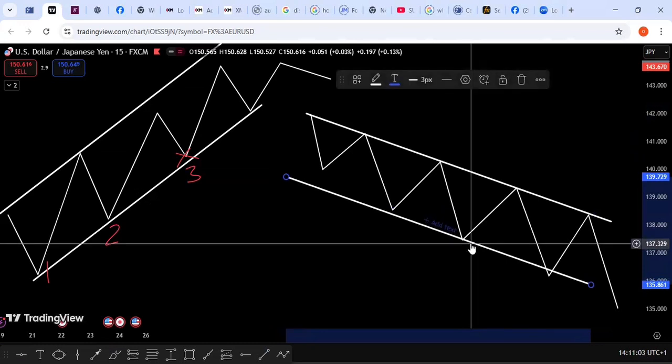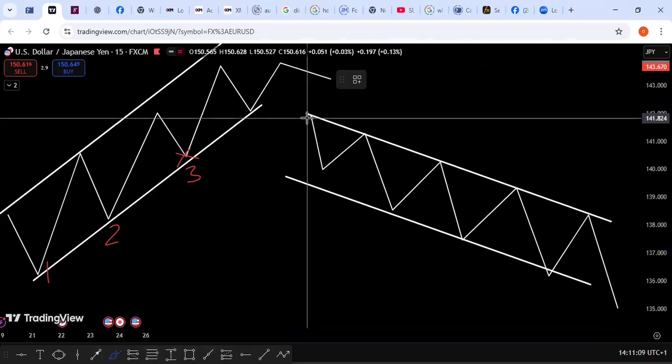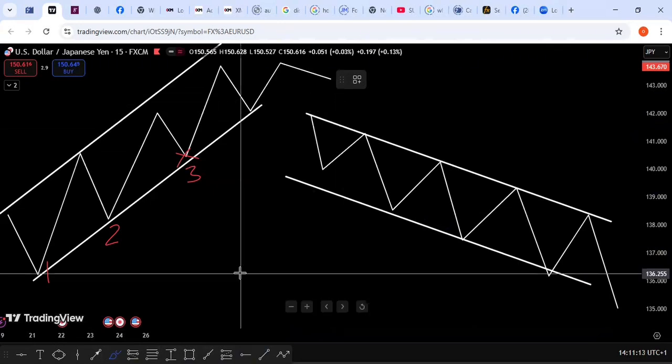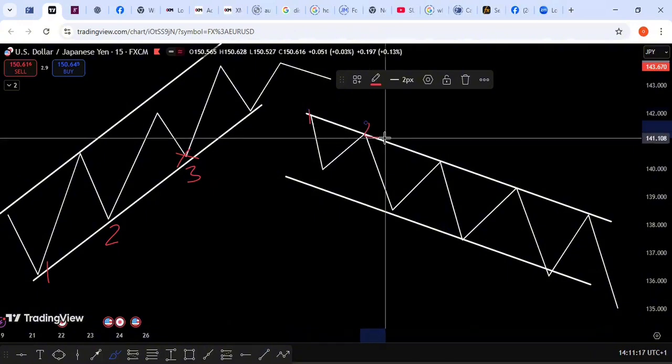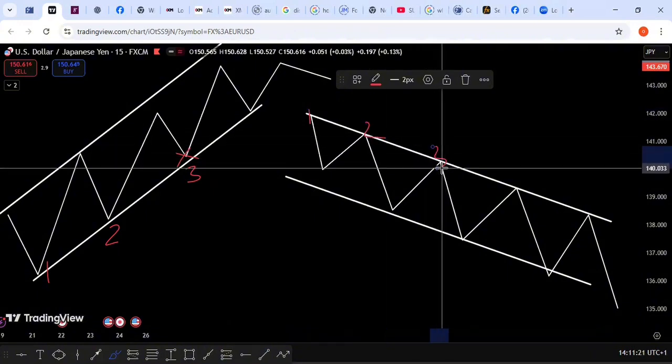So this is basically it. Then you wait for the third touch. So now we're looking for sells, right? This is the first touch here. One. Okay, this is the first touch here. One, two, three. At this point here, you're looking for a sell.